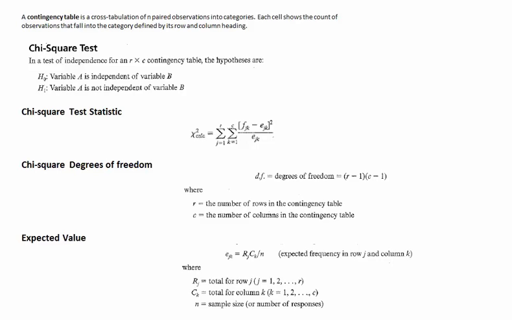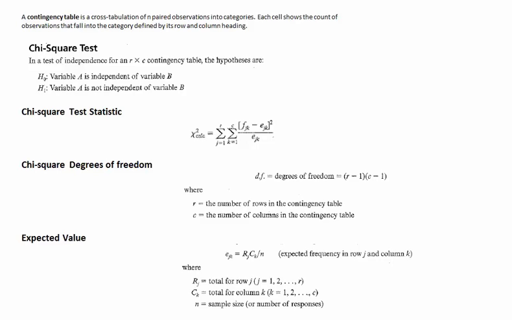For the chi-squared test, our null hypothesis is going to be variable A is independent of variable B, and our alternative hypothesis is variable A is not independent of variable B. So if we fail to reject our H naught, we can say that the variables are independent, and if we reject H naught, then our variables are not independent.